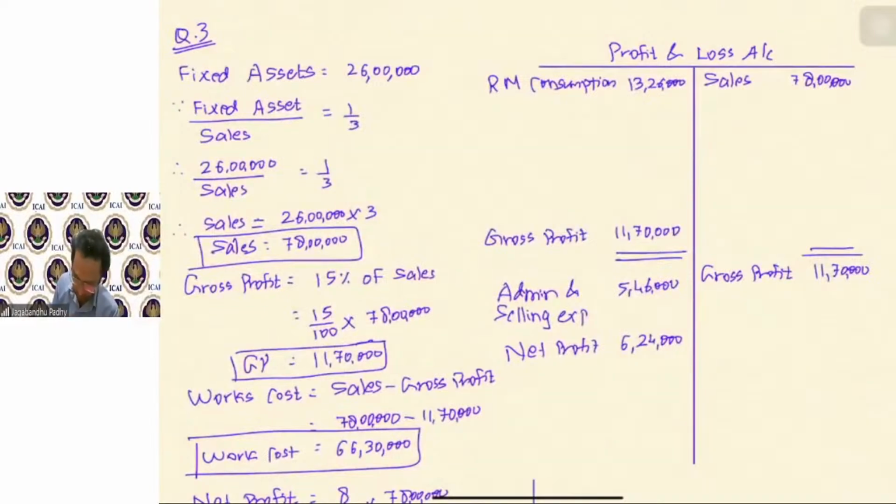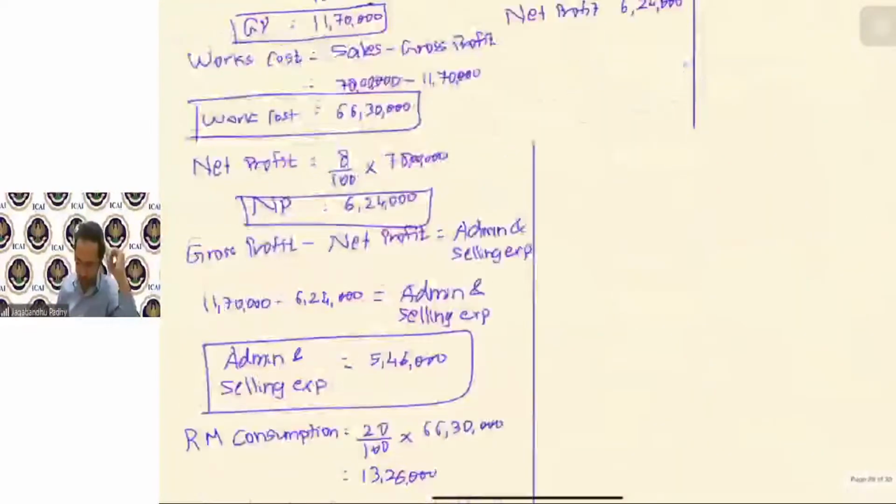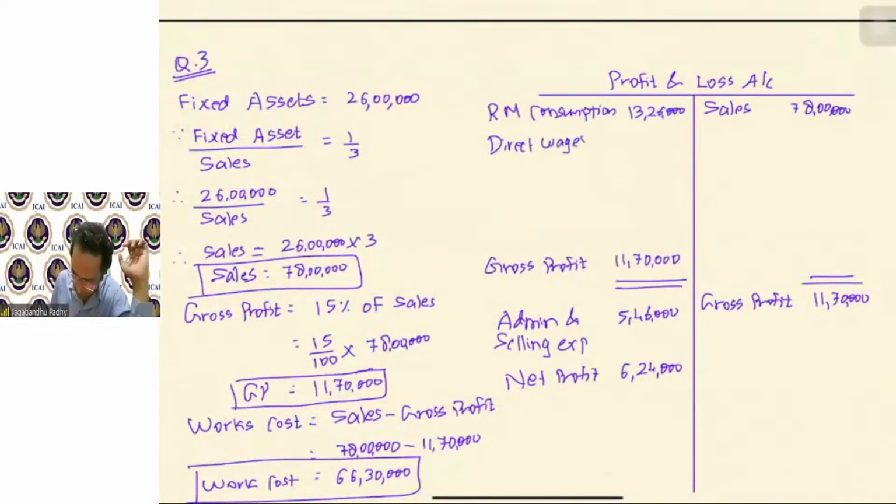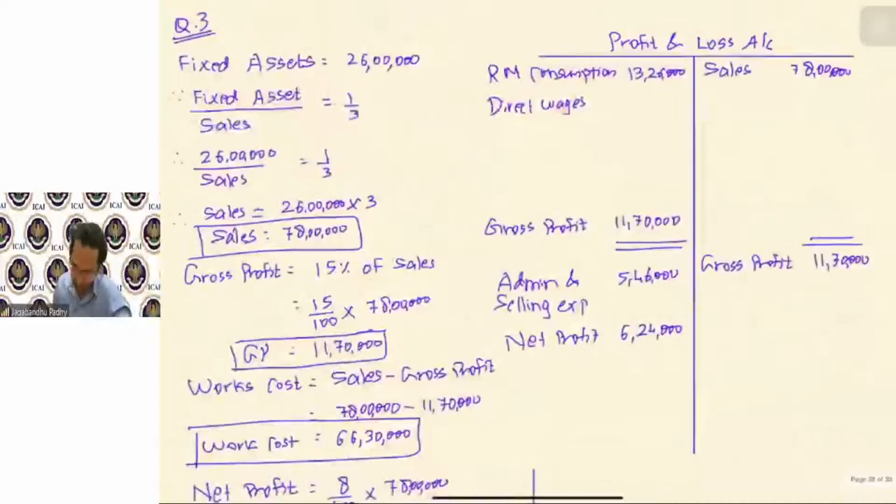So here we have raw material consumption 13 lakh 26,000 and direct wages is 6 lakh 63,000. Still, you will find there is some gap over here which has not been taken into consideration. Now, that gap will definitely be some sort of overheads, production overheads or works overheads. We'll say this as production overheads.